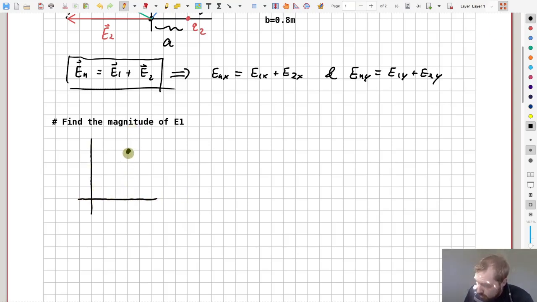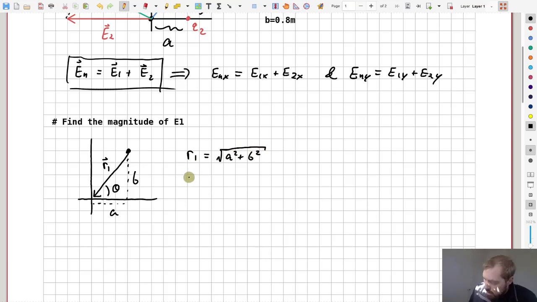So q1 is here. There's the distance from charge 1 to the origin. This is what I labeled B. This is what I labeled A. There is some angle swept out here that I'm going to call theta for now. We're not too concerned about theta at this point. So I can say, hey, R1 is going to equal the square root of A squared plus B squared.